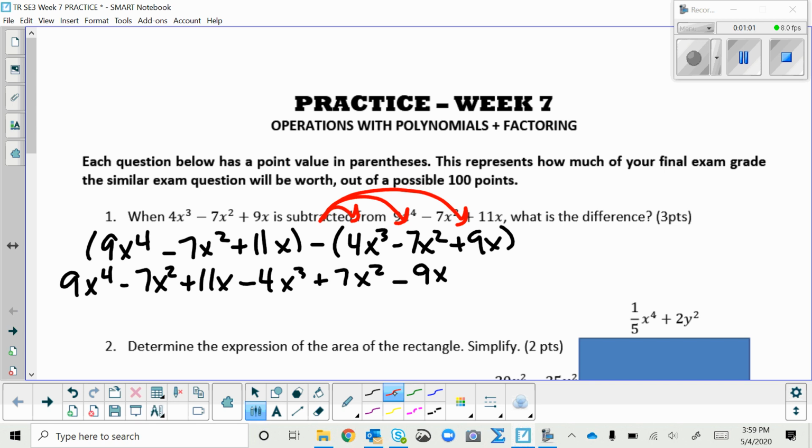nothing combines with 9x to the 4. Negative 7x squared and positive 7x squared cancel. And then 11x and negative 9x combine. And nothing combines with the negative 4x cubed. So here's my final answer. 9x to the 4 minus 4x cubed plus 2x.